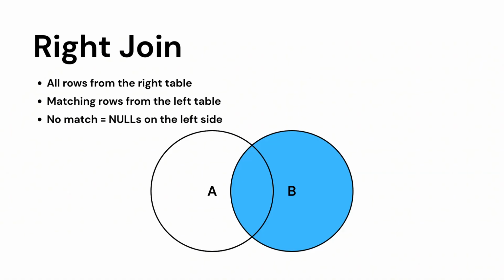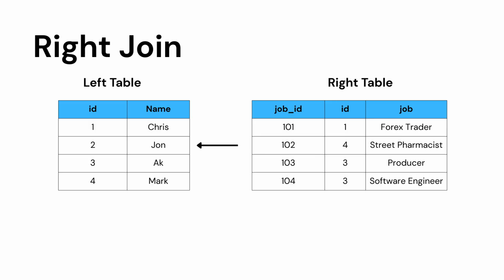Now we can talk about the right join, and it's just the opposite of the left join. So all the right rows are going to be there regardless, and we want to find the match in the left table, and if we don't, it's just going to be null. For this example, we're going to use the same tables, but we're going to switch up the data just a little bit. So we got the first one with the ID and the name, then we have the other one with the job ID and the job, which is going to be our right table.